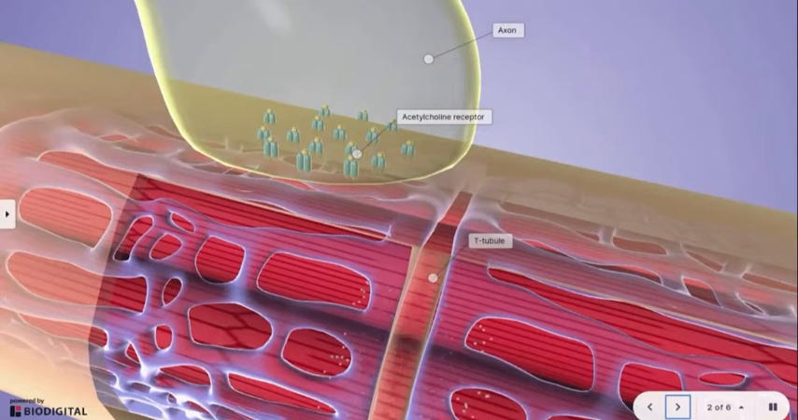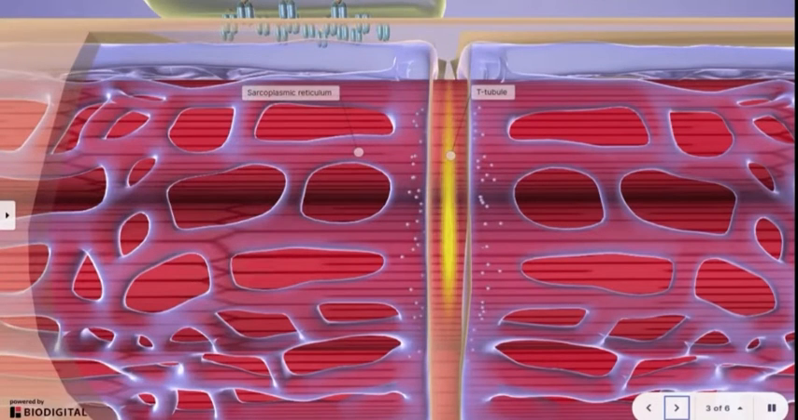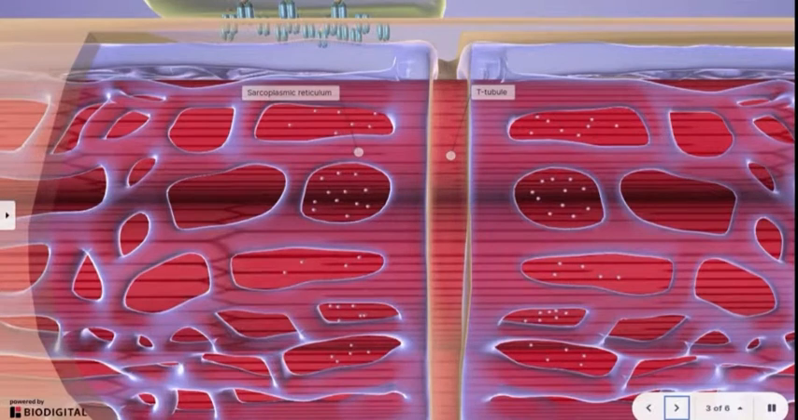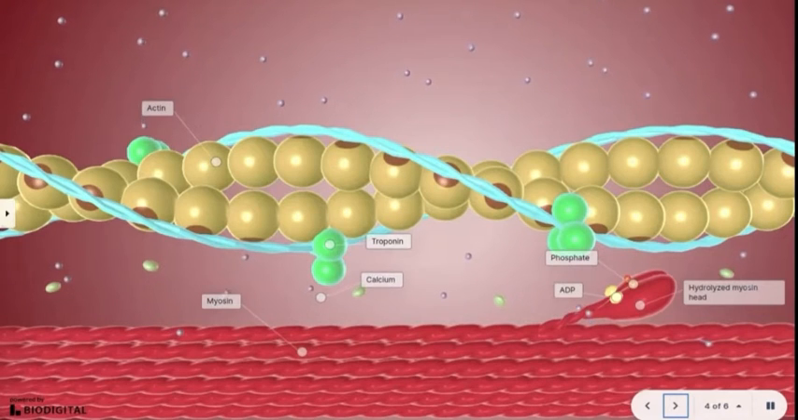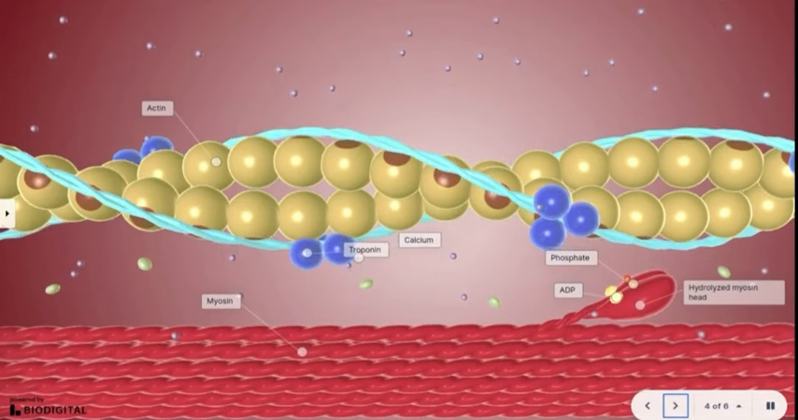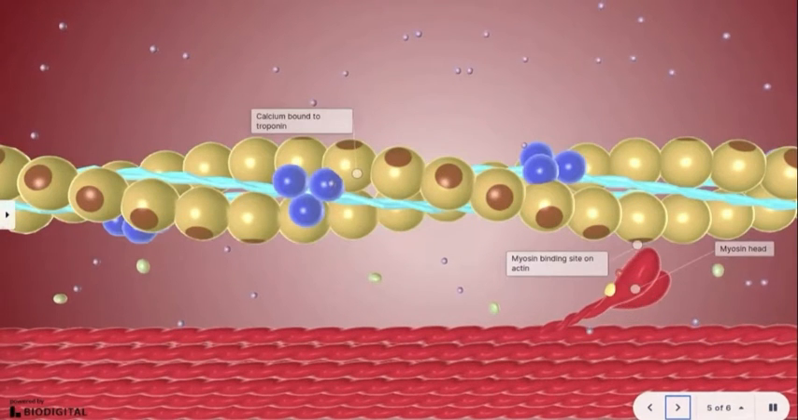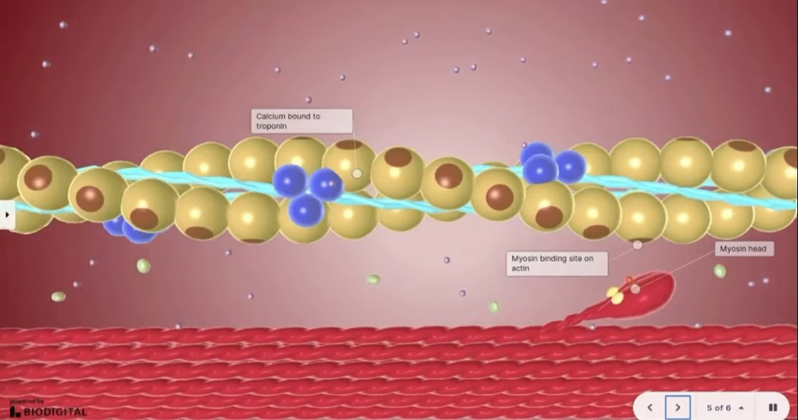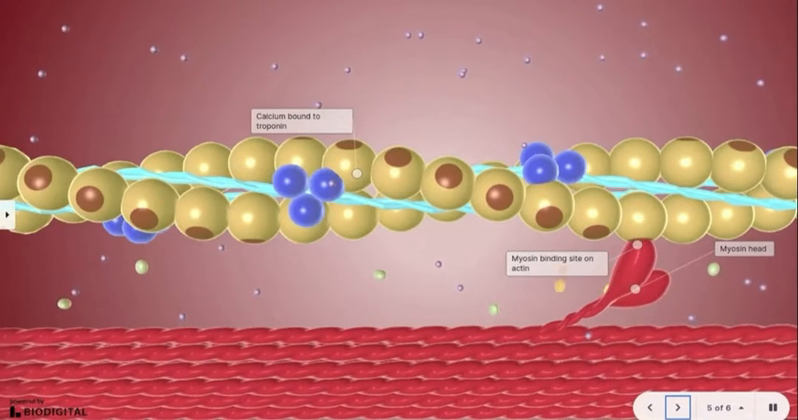As the action potential travels along the T-tubules, calcium is released from the sarcoplasmic reticulum. Calcium binds to troponin on the actin filaments of the muscle fibers. This signals tropomyosin to move out of the myosin-binding sites on actin. Energized myosin heads with an attached ATP molecule and phosphate group bind to the open myosin-binding sites on actin. This forms an actin-myosin cross-bridge.